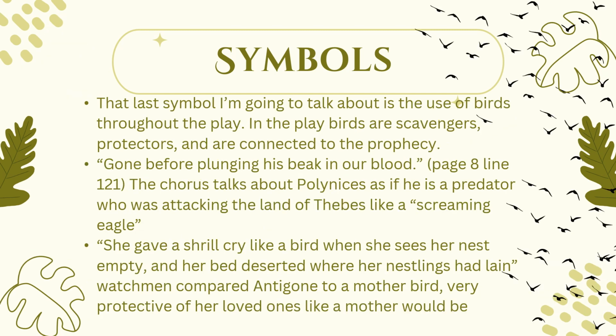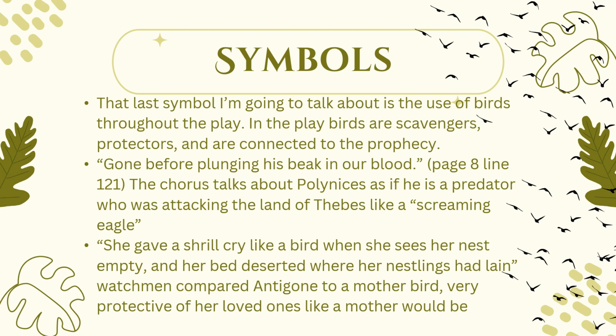Last symbol I'm going to talk about is the use of birds throughout the play. In the play, birds are scavengers, protectors, and are connected to the prophecy. So one of the quotes I found was, "Gone before plunging his beak in our blood." The chorus is talking about Polynices as if he's a predator who's attacking the land of Thebes like a screaming eagle.